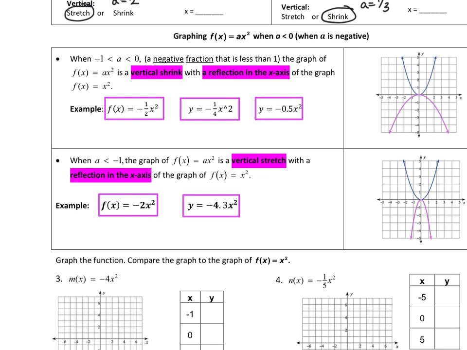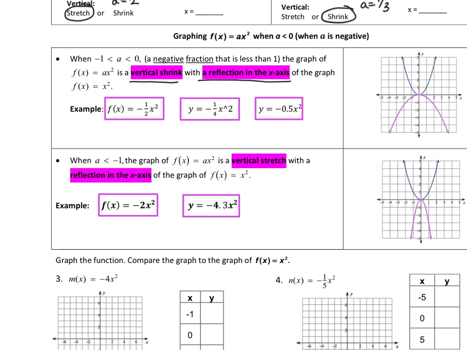All right, so let's look at the next one. When graphing f of x equals ax squared when a is less than 0. So basically when a is negative, you can have a vertical shrink and a reflection in the x-axis. So if it was a negative fraction, then it will be a vertical shrink and a reflection in the x-axis. So examples of those are f of x is equal to negative 1/2 x squared, f of x is equal to negative 1/4 x to the second power, and f of x is equal to negative 0.5 x to the second power.